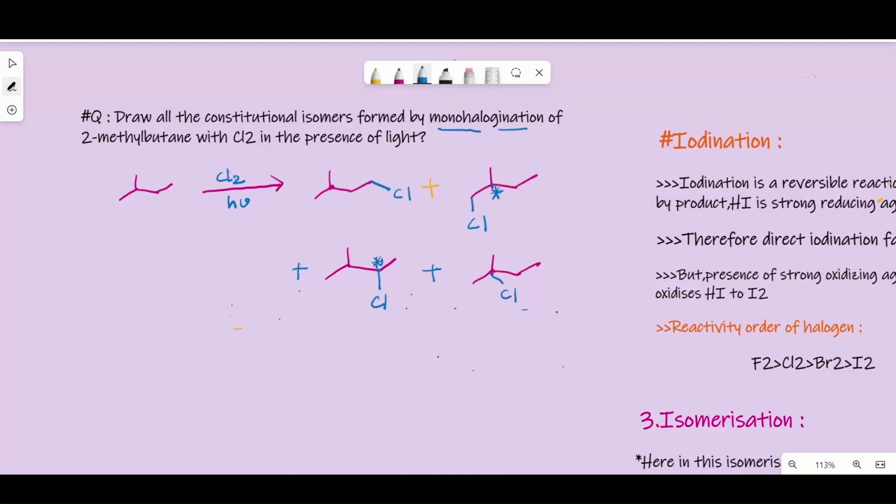So how many products did we get? This is one. Here we will get two, one is a racemic mixture. So in this we will get two products, and here also two. From this two, from this one. Total how many? Six. Here the answer is six. Six products we will get.